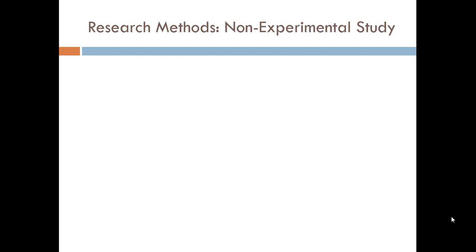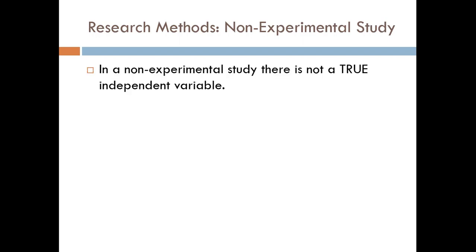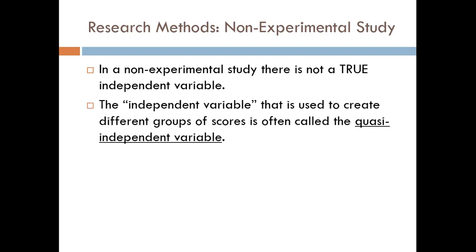Another research method that I want to briefly discuss as I wrap up this lecture are non-experimental studies. In non-experimental studies, there is not a true independent variable. The independent variable that is used to create different groups in non-experimental studies is often called the quasi-independent variable. So oftentimes these are independent variables that cannot be manipulated for ethical reasons. So some IVs of this nature may include things like sex, sexual orientation, and even a history of child abuse or history of domestic violence.